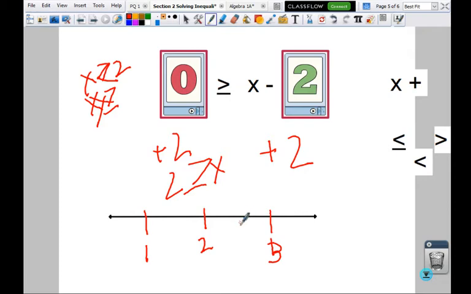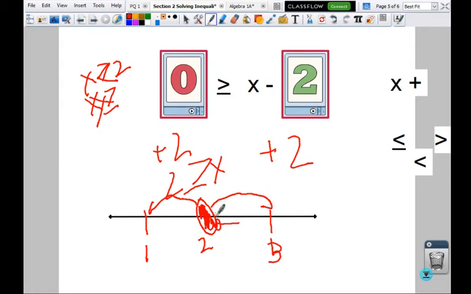Alright, so where are we going to put our circle? Are we going to fill it in? Yeah, all right, fill it in. You're supposed to fill in the circle. So we fill in our circle, and our arrow is actually pointing left, because we have to use the flipped one. We've got to use our flipped answer to graph this.